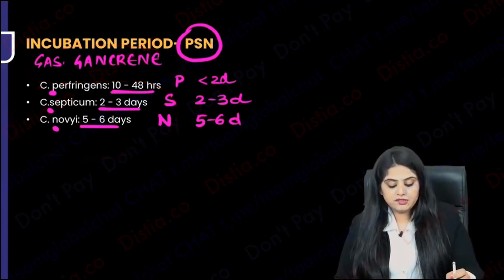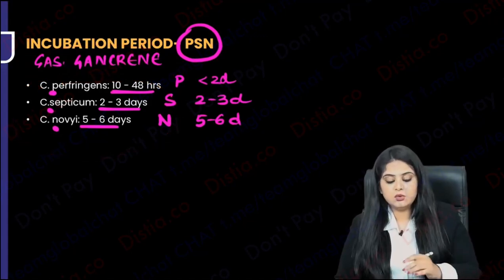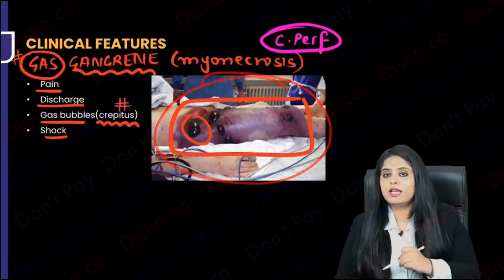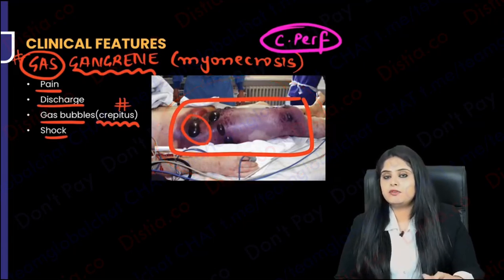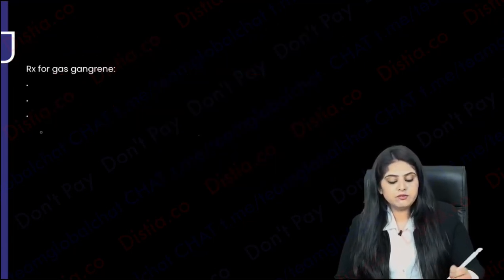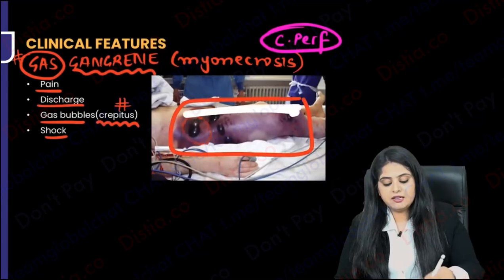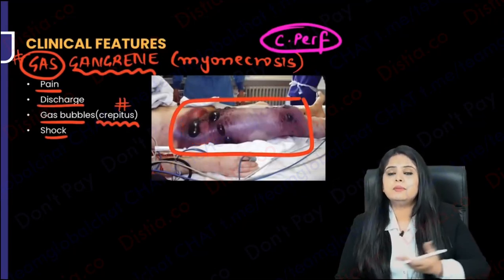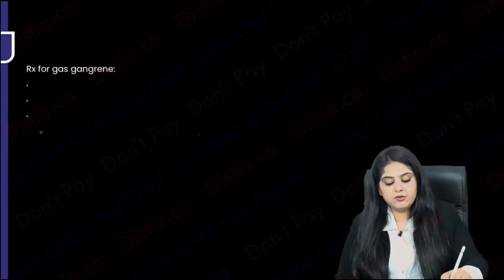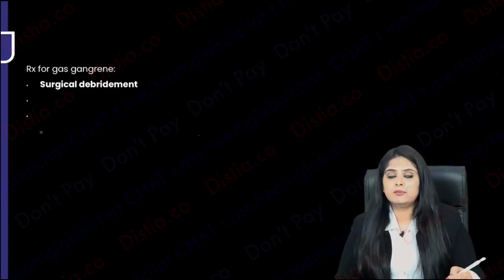Now you will obviously ask me the next question: gas gangrene has happened, ma'am, this is how my patient is looking. Can you tell me the treatment? Of course. First and foremost, you need to understand there's a lot of dead muscle, dead stuff here, debridement. Surgically, you will have to remove it. So the first thing will always be surgical debridement.